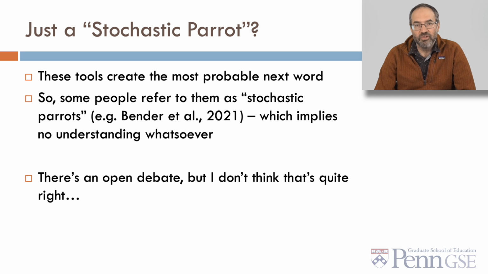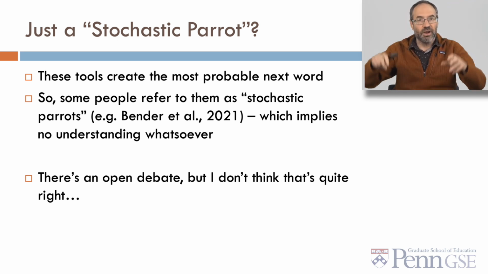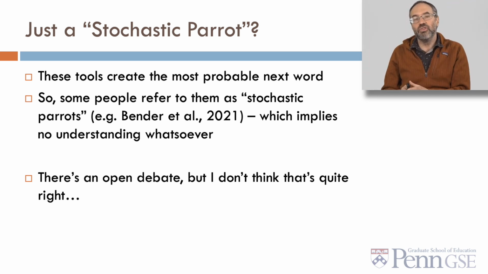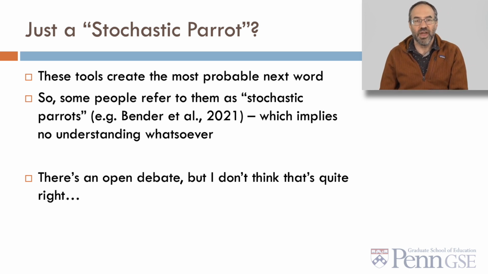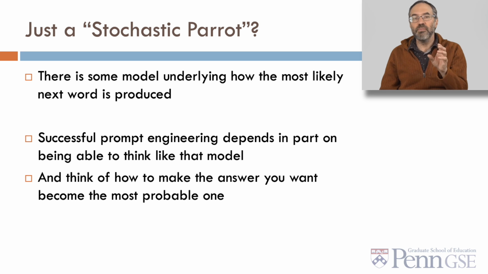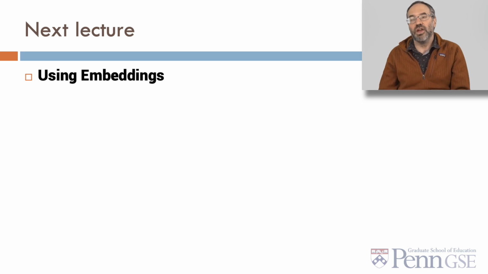Now, as we think about prompt engineering, it's worth asking the question that's come up in some of the literature about whether these tools are simply what Bender refers to as a stochastic parrot. The idea here is that these tools create the most probable next word, and then the most probable next sequence of words. And so some people refer to them as stochastic parrots, which implies no understanding whatsoever. There's still some debate on this, but I don't myself think that's quite right. Because there's some model underlying how the most likely next word is produced, and successful prompt engineering depends in part on being able to think like that model, and think of how to make the answer that you want become the most probable one.